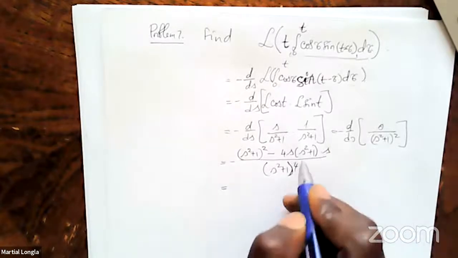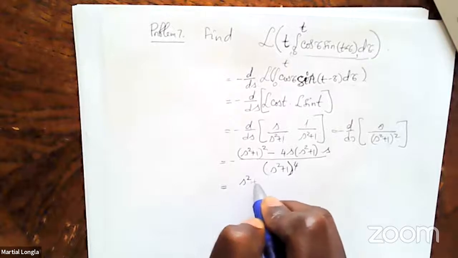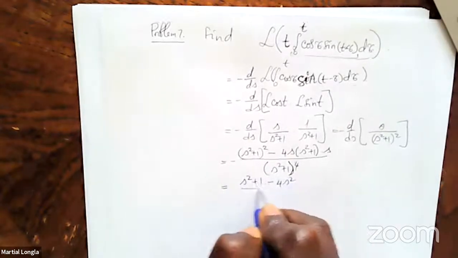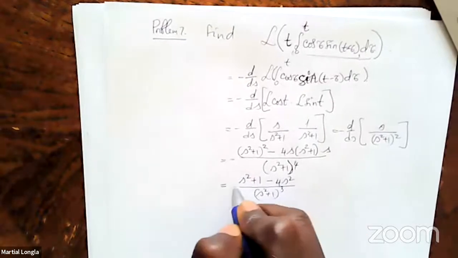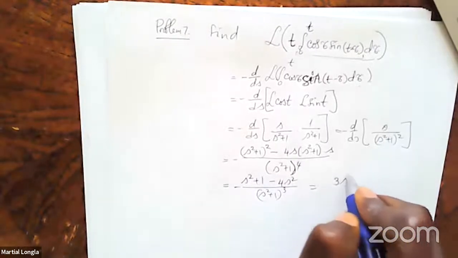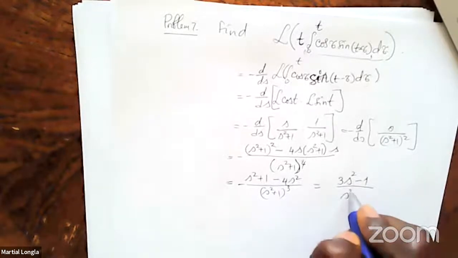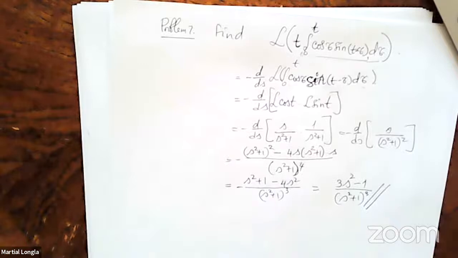And so s squared plus 1 can cancel. You get s squared plus 1 minus 4s squared over (s squared plus 1) cubed with a minus sign. And that turns into 3s squared minus 1 over (s squared plus 1) cubed. So that's how you would find the Laplace transform in this question.